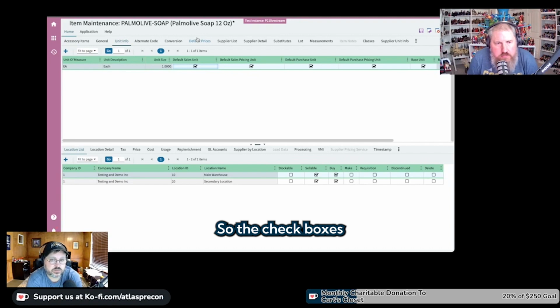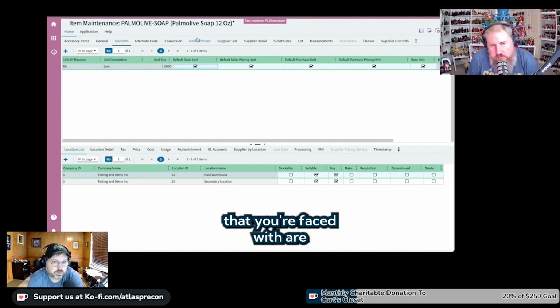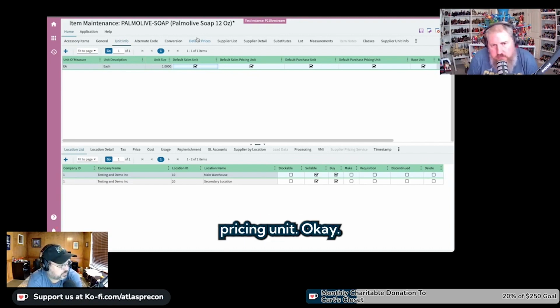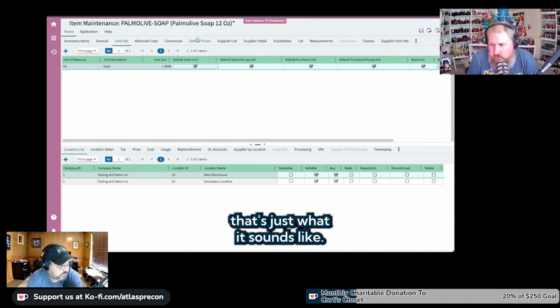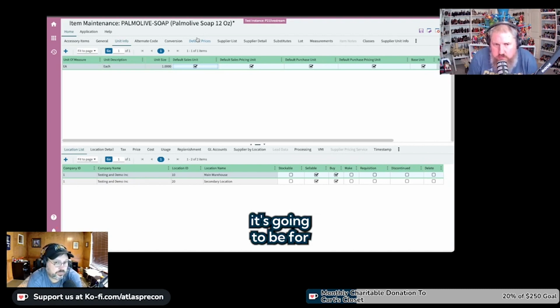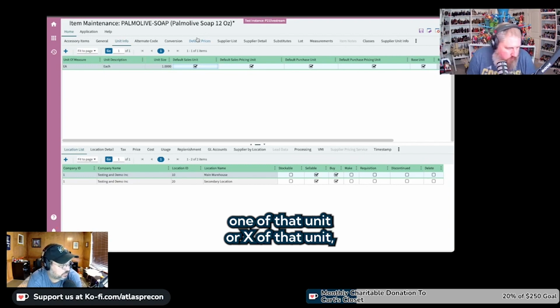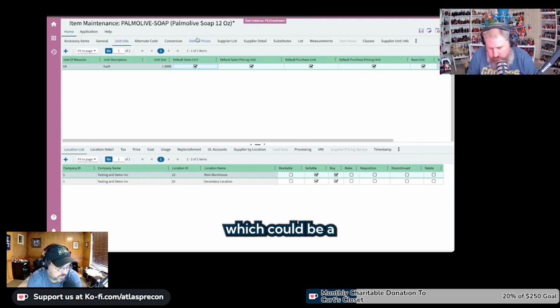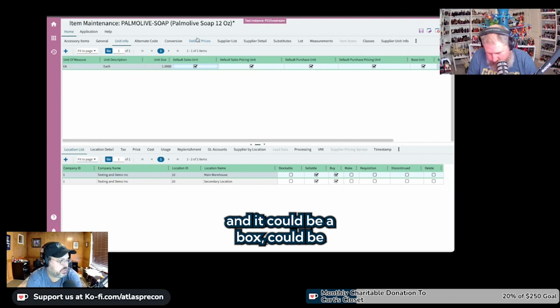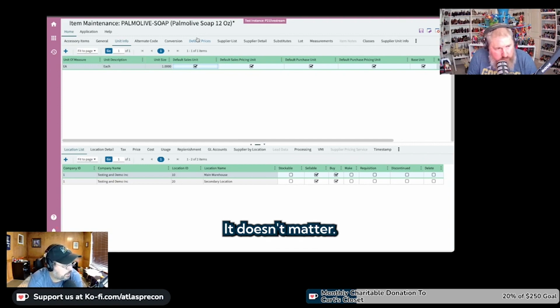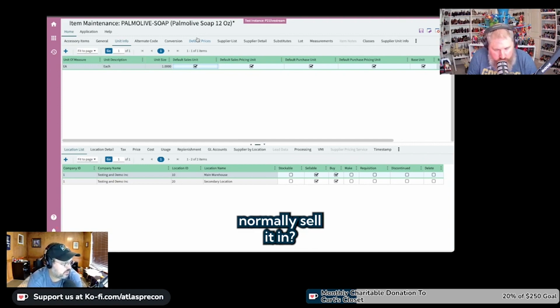So the check boxes that you're faced with are the default sales and sales pricing unit. That's just what it sounds like. By default, if I enter a sales order for this, it's going to be for one of that unit or X of that unit, which could be a case, a carton, a box, a pallet, or an each. It doesn't matter. What do you normally sell it in? Go with that.